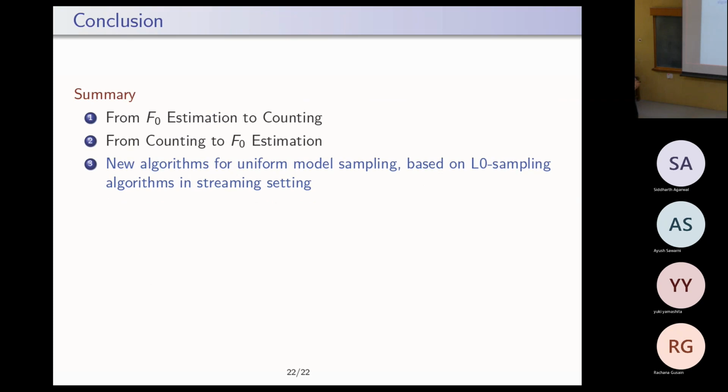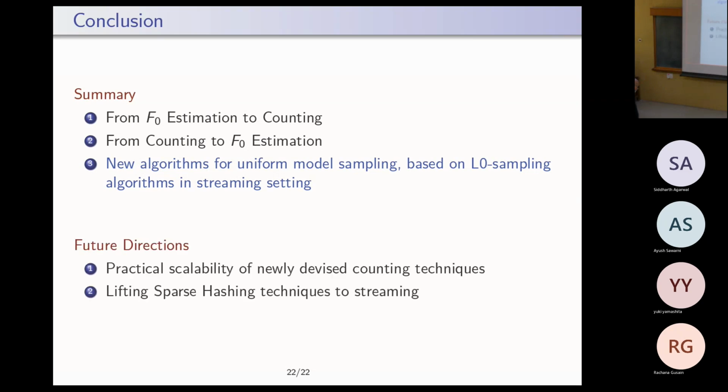Just as a summary, we talked about this connection between counting and F0 estimation, where the second connection is recasting counting problems as model counting over formulas, and then applying our algorithms or other previous algorithms for model counting. Like I said, this connection also extends to sampling, where the connection is between L0 sampling and sampling from the models of the formula. Some future directions: we're looking at practical scalability of these new counting techniques.